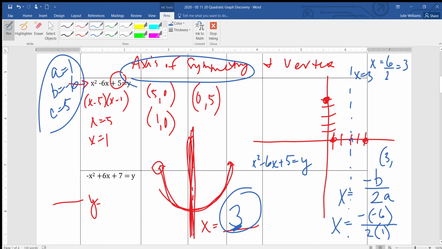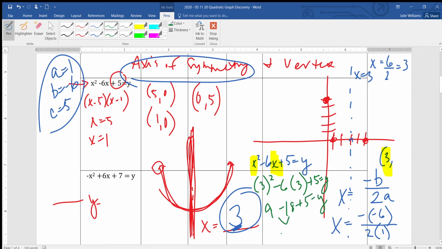If I know what my x is, can I plug in what I know as my x and solve for my y? Absolutely. So it's going to be 3 squared minus 6 times 3 plus 5. That will equal the y coordinate of my vertex.